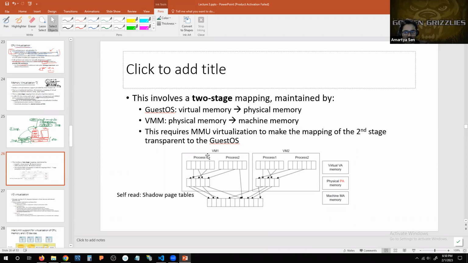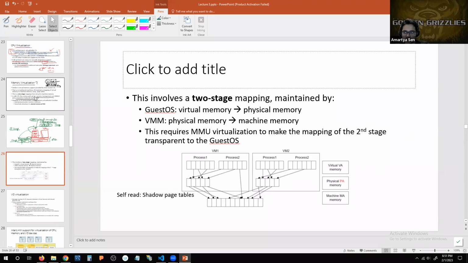So as a user, whenever they try to make a call to the memory, they will use their own virtual memory layer, which will be mapped to the physical memory. That physical memory will then be mapped through the hypervisor to the actual lowest level machine memory of the hardware that underlies, right? The second layer of translation, in between the virtual machine and the hypervisor, is known as shadow page tables.